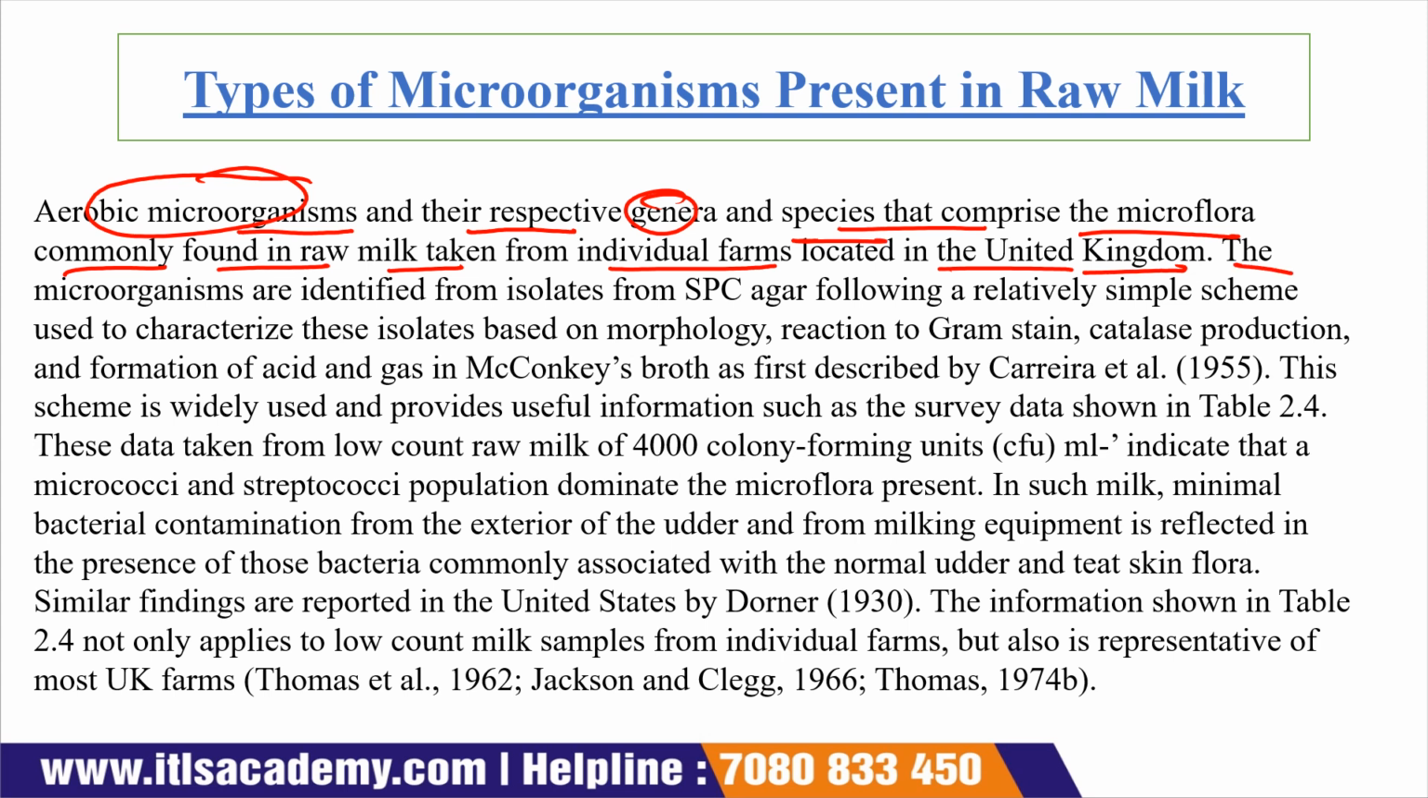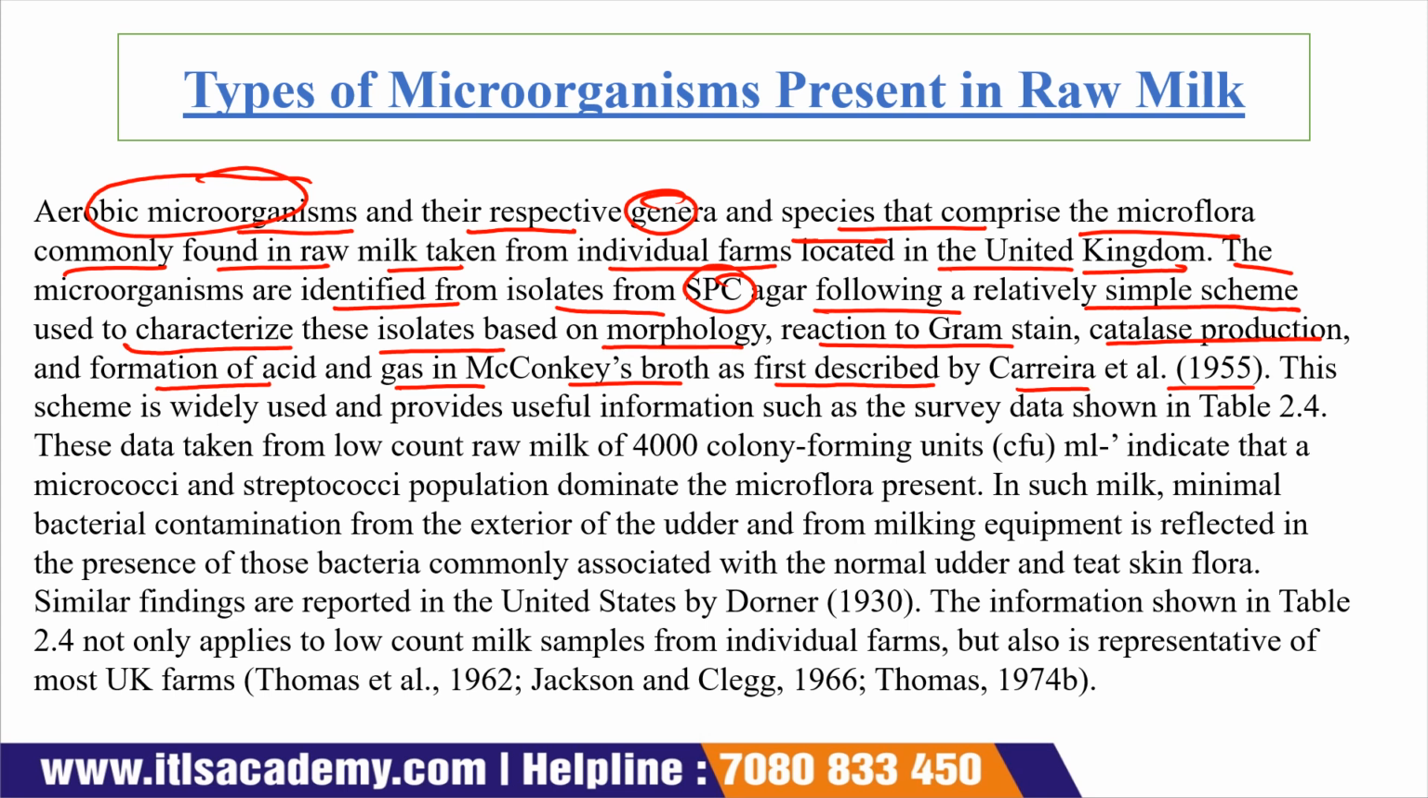The microorganisms are identified from isolates on SPC agar, following a relatively simple scheme used to characterize these isolates based on morphology, reaction to gram staining, catalase production, and formation of acid and gas in MacConkey broth, as first described by Carrera et al. in 1955. So the microorganisms are isolated with the help of SPC agar, or the total plate count.